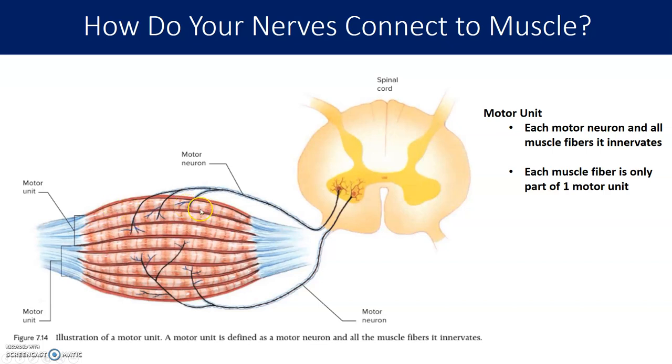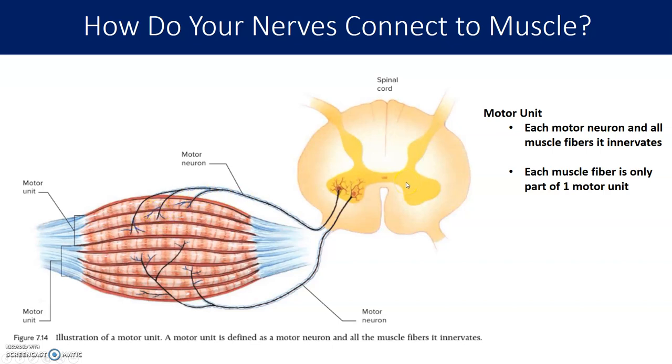Every muscle cell is only innervated by one nerve. It's not going to receive information from multiple sources. So when this motor neuron has an action potential generated, the action potential is going to travel down here and cause a release of acetylcholine from these nerve endings, which will then generate action potentials on the muscle cell and cause contraction. The motor neuron and all the muscle fibers that it innervates is called a motor unit.